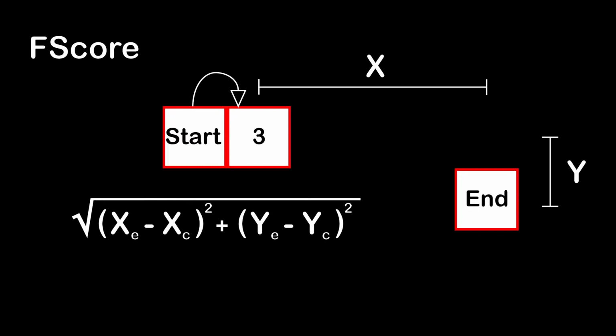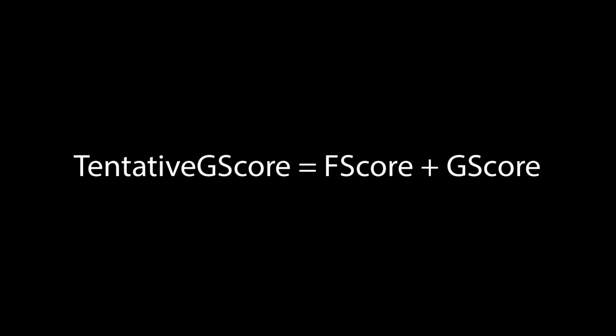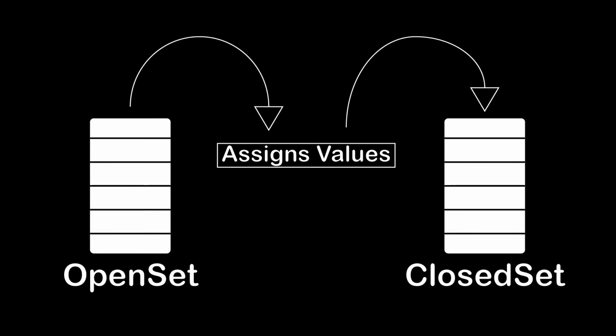The f-score is the estimated cost from the starting tile to the end tile when walking through this tile. The way it calculates the f-score is by calculating the real distance from the current tile to the end tile. And by real I mean taking the difference on the x-axis to the power of 2 plus the difference on the y-axis to the power of 2, taking the square root of that, and then adding the g-score. And the tentative g-score is just the f-score plus the g-score. When it has checked the tile, it moves it from the open set list into a new list called the closed set, while stating where it came from.